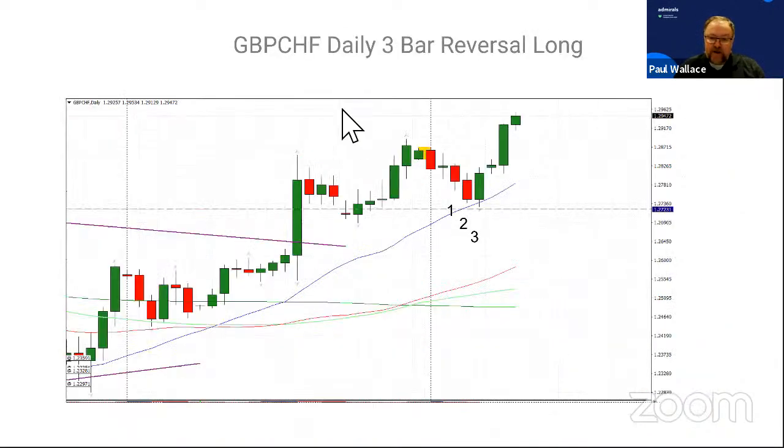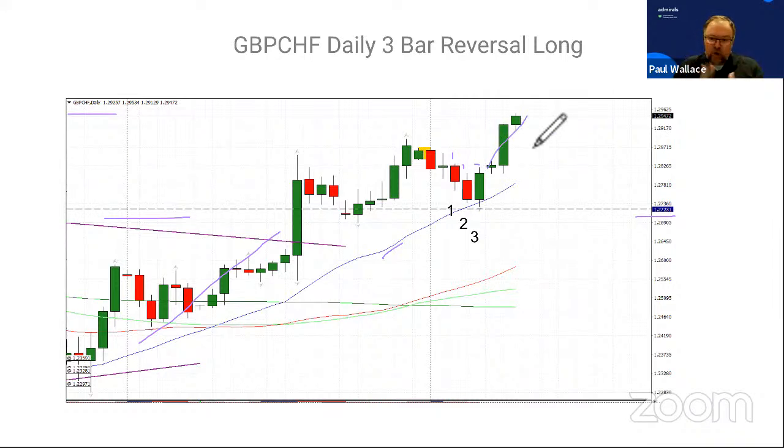And this is pound against the Swiss franc on the daily chart. You can see that price has been in a strong uptrend. Price then comes back to the 20-period moving average, which is also around this horizontal level of what was resistance becoming support. What do we have? Three candles, two red followed by a green, which is also an engulfing candle, and then price takes off and continues on, right?